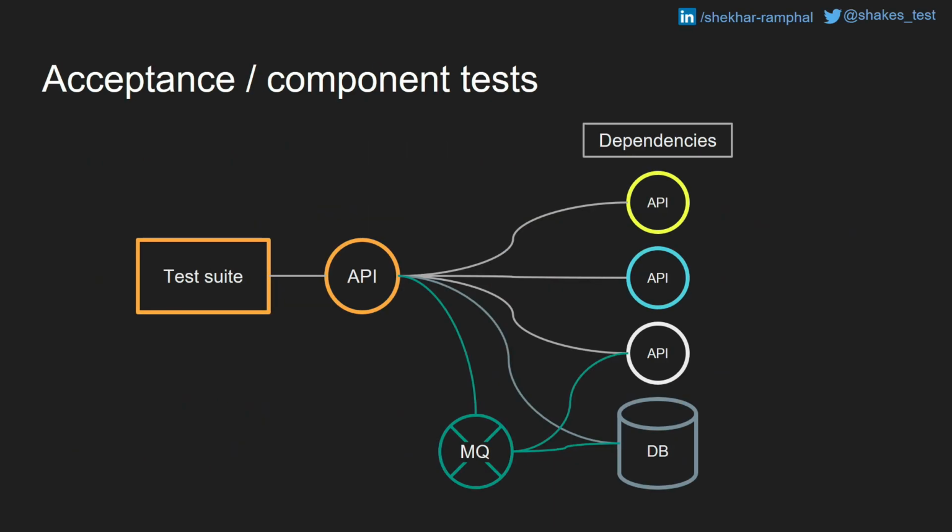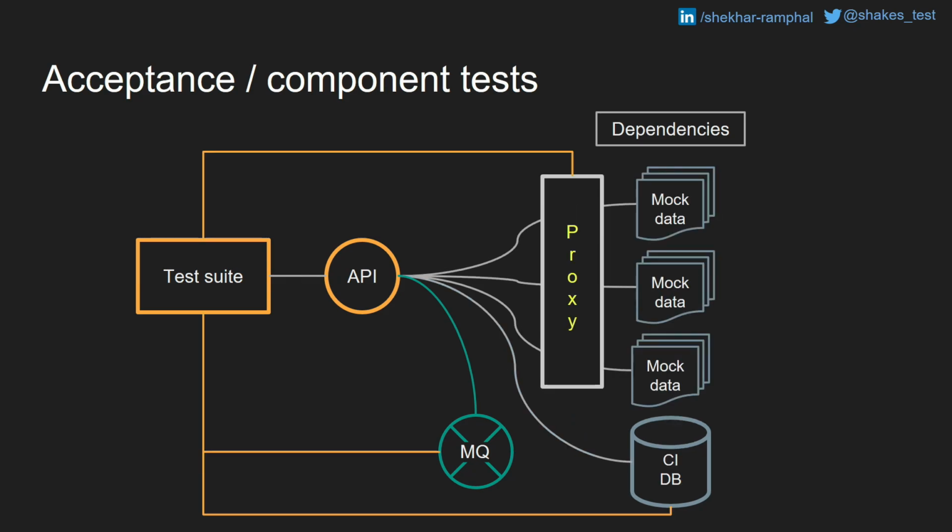Cool. So this is a typical diagram of what our infrastructure looks like at the moment. The orange API in the middle there being the API under test, and all the surrounding dependencies would be other APIs or a database or maybe a message queue system. And then our test suite sitting outside of that API and talking to it on the inside.